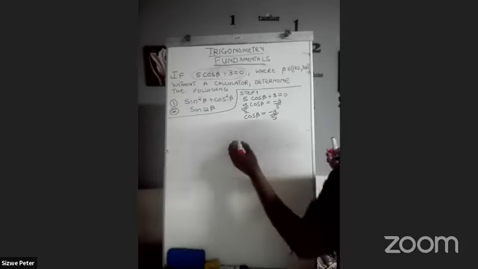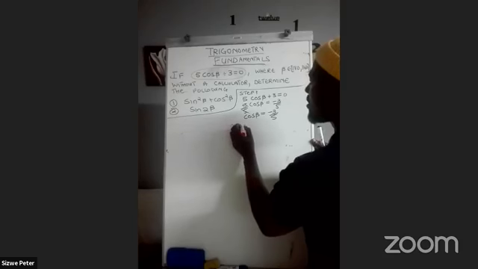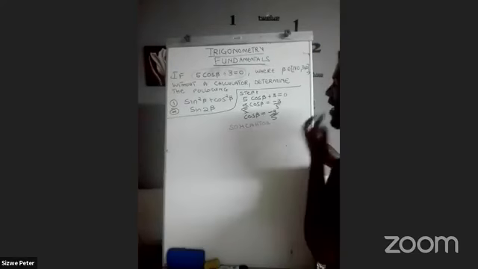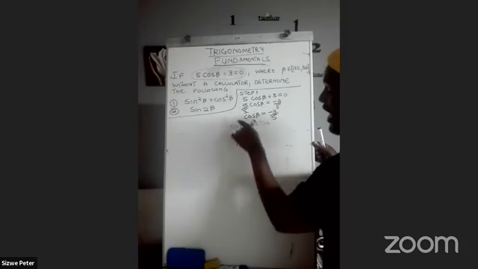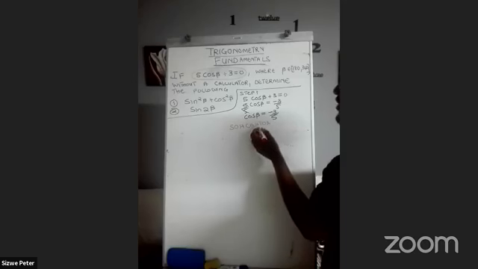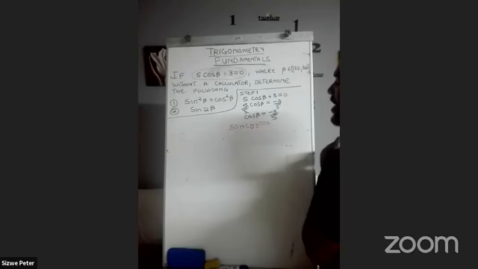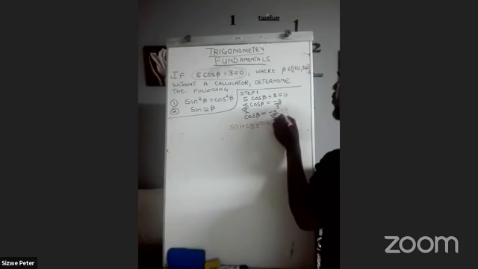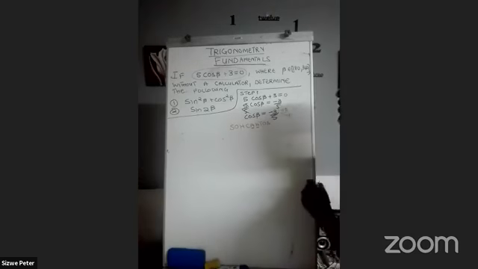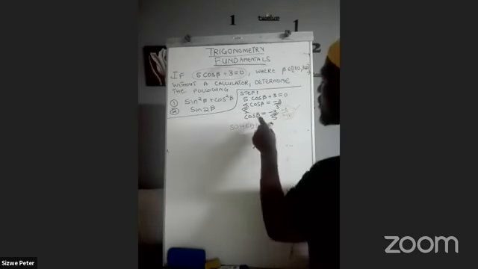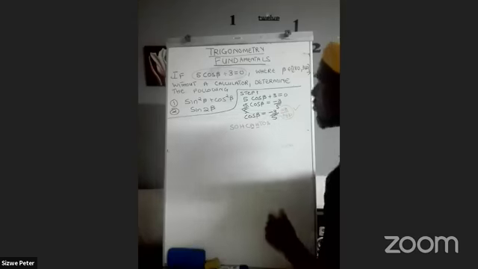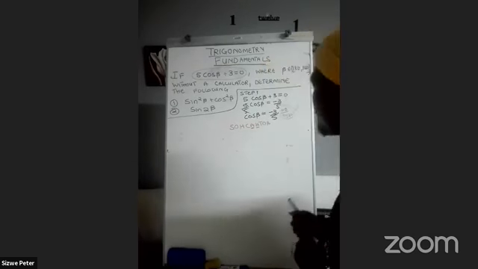Do you know SOHCAHTOA? Once you make cos or sine the subject of the formula, you must write this. Cos is what? Adjacent over hypotenuse. The adjacent is the top one, and this one is the hypotenuse. Do this in pencil, because you know cos is adjacent over hypotenuse. Are we fine now?